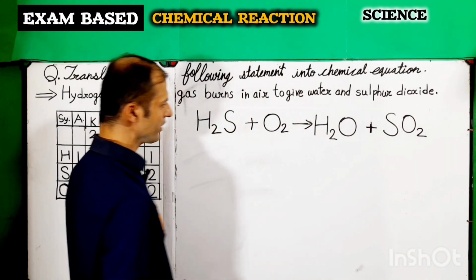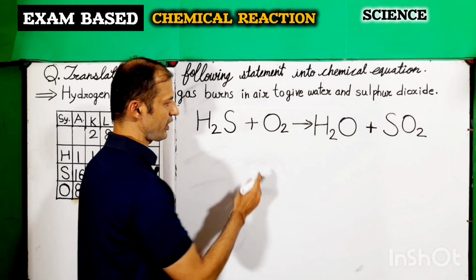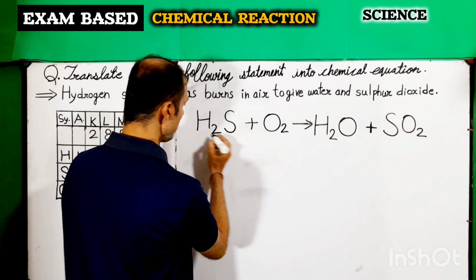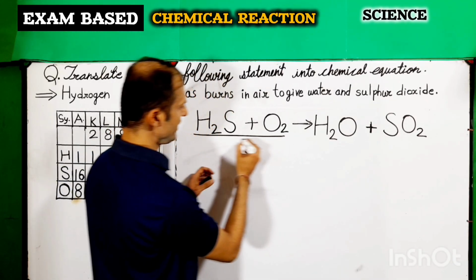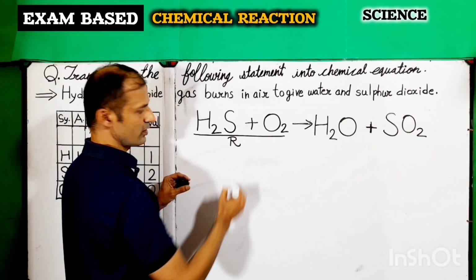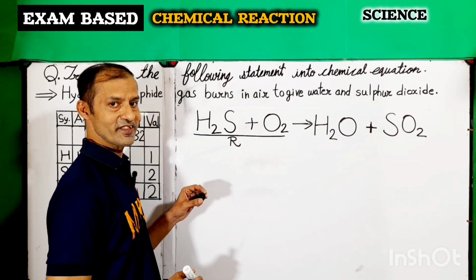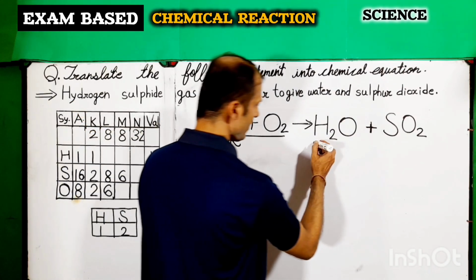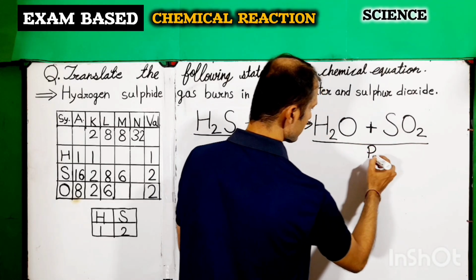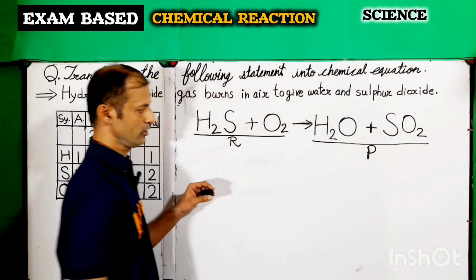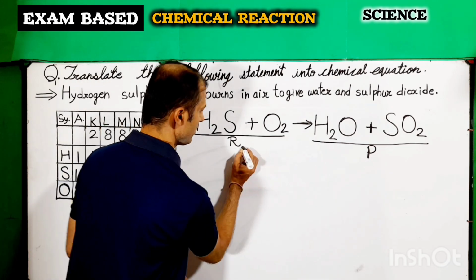Everybody knows that these are called the reactants. I have divided this into two sections. The first part is called the reactants, which means we have to give the reactions of these. After the arrow we find the products, so I have written P, which means products. Okay, reactants, and P means products.